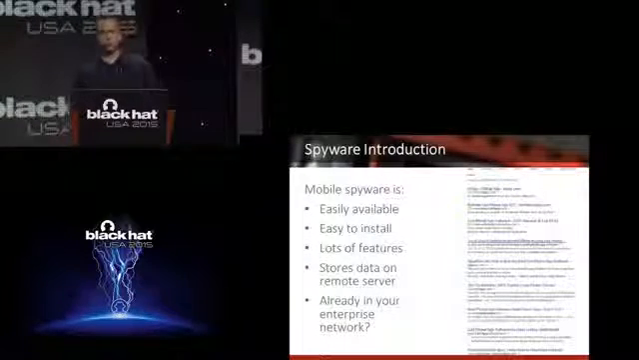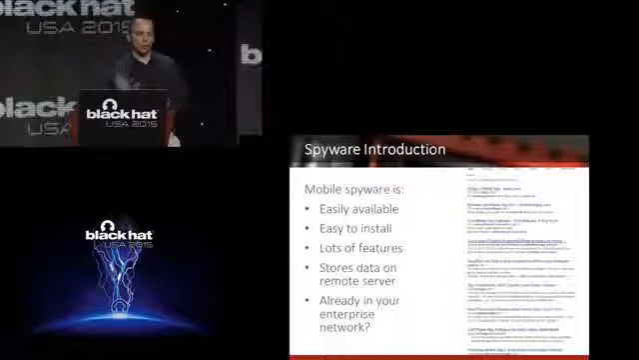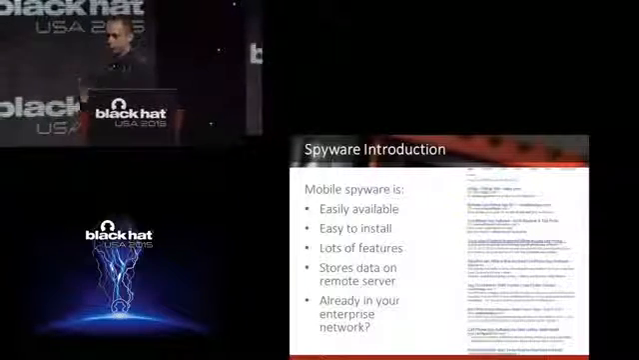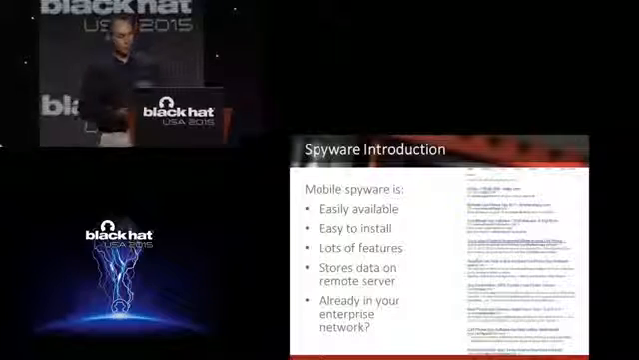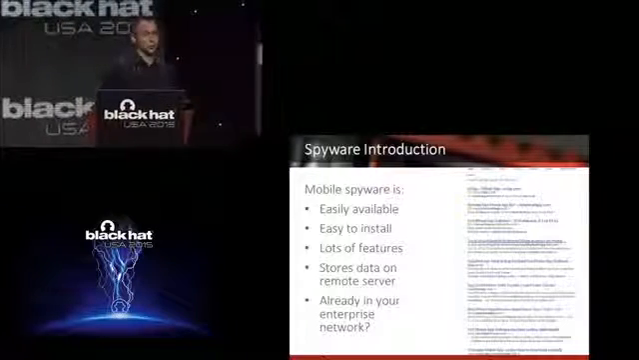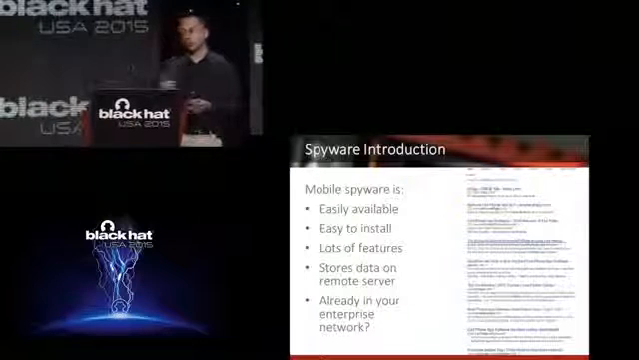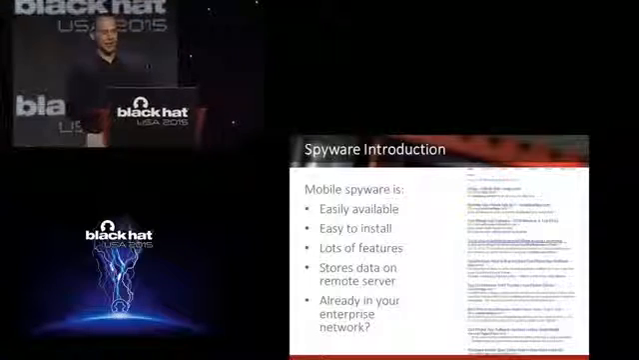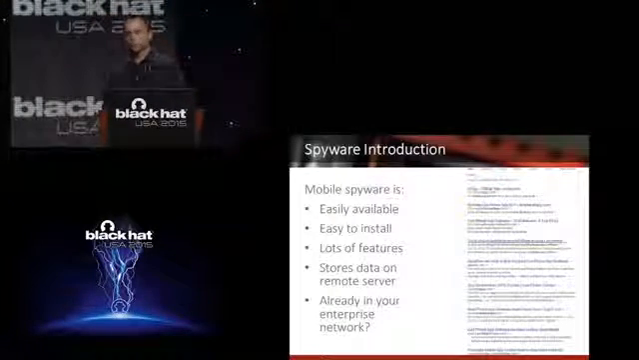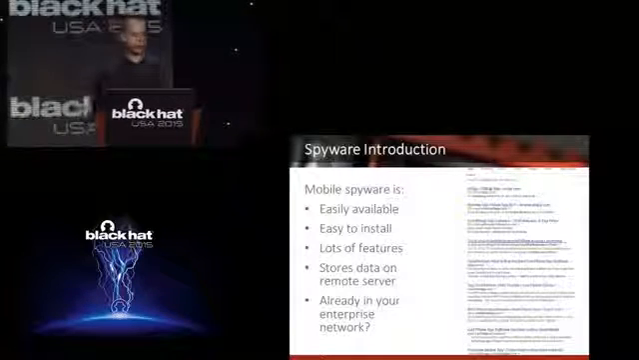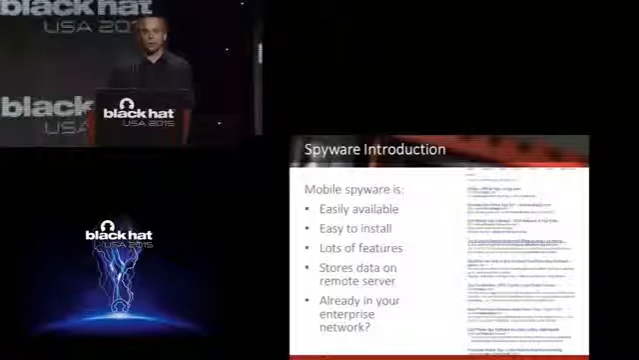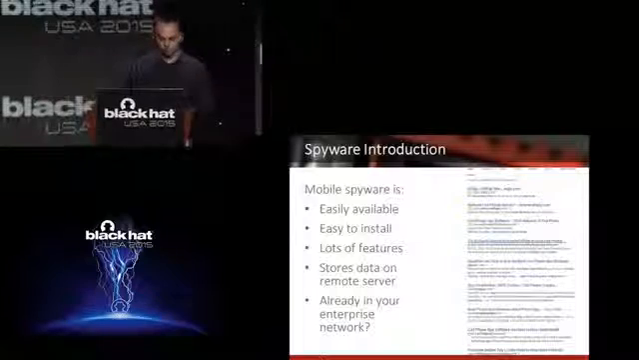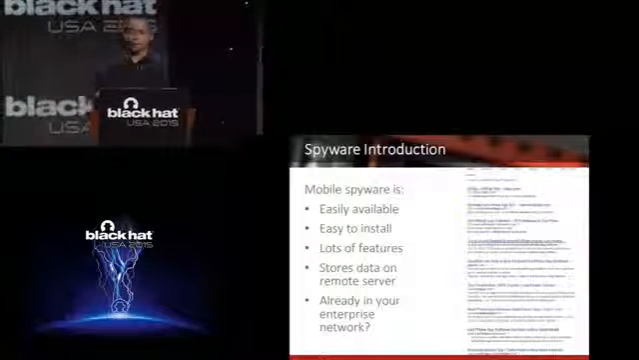So commercial mobile spyware, you can find it online through Google search. Very easy to obtain. A quick Google search for Android spyware yields dozens of hits. Easy to install. Lots of features, such as capturing text messages, pictures, locations, all sorts of stuff. And it stores that data on a third-party remote server. So if you purchase spyware from, let's say, mSpy, for example, and you install it on a phone, the data on that phone that mSpy collects is stored on the mSpy servers. And depending, it may already be on your enterprise network.